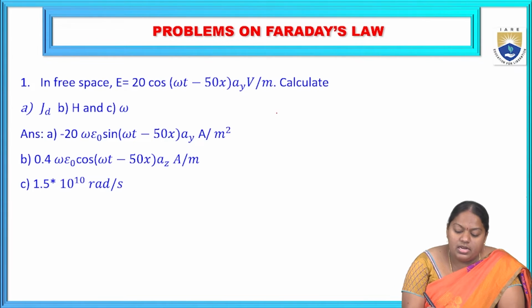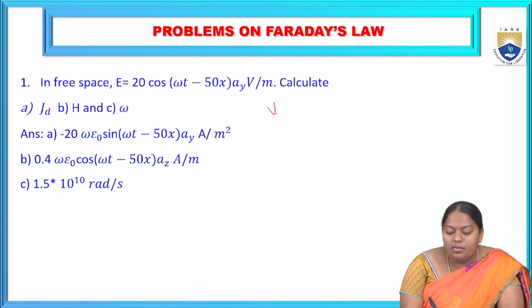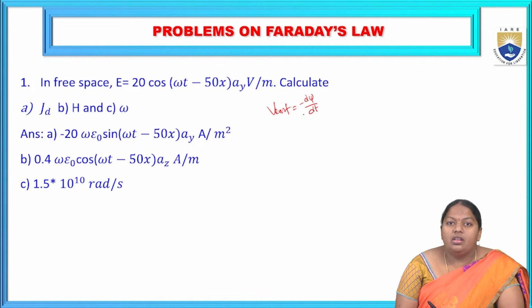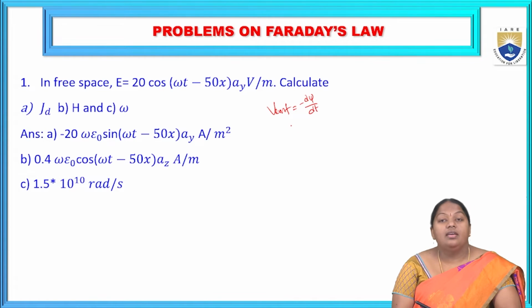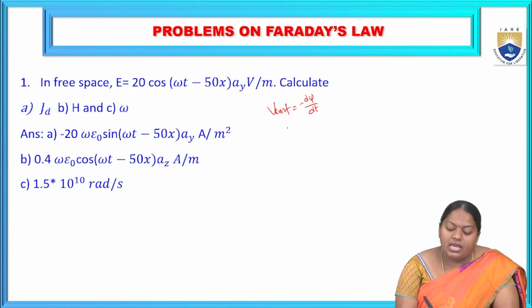Faraday states that V EMF is equal to minus d psi by dt. The induced EMF in any closed circuit is directly proportional to the rate of change of magnetic flux linkage, as defined by Faraday's law. And V EMF is equal to minus d psi by dt.